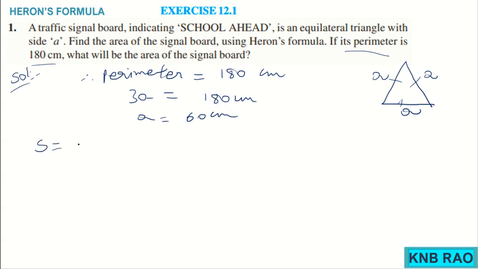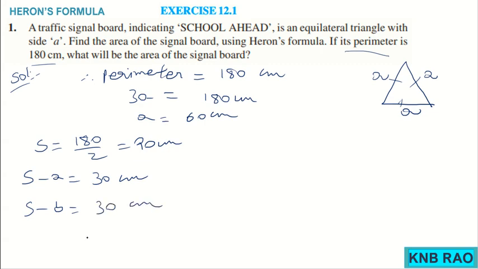Heron's formula, here S is 180 by 2, which means 90 centimeter. S minus A, 90 minus 60 is 30 centimeter. S minus B, B is also 60, that is why S minus B is again 30 centimeter. S minus C, C is also 60 centimeter only because it is an equilateral triangle. So, S minus C becomes 30 centimeter.